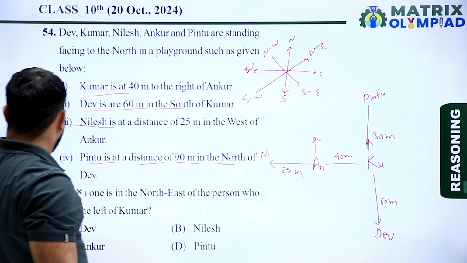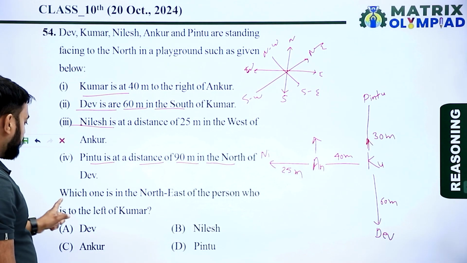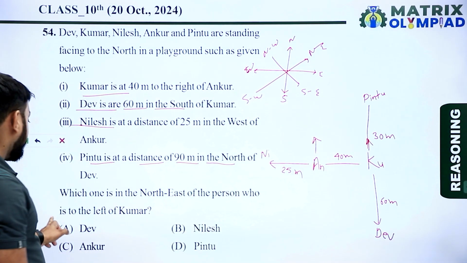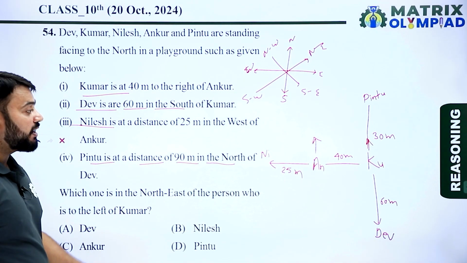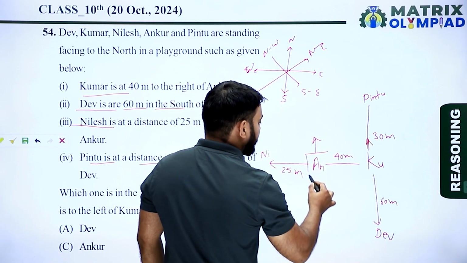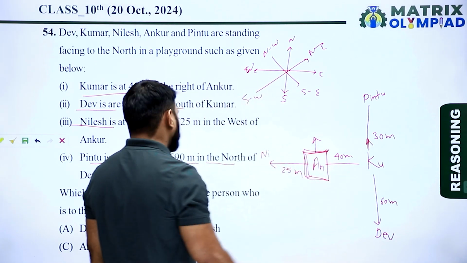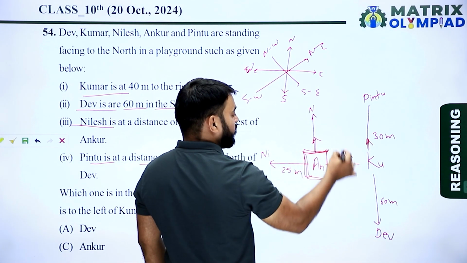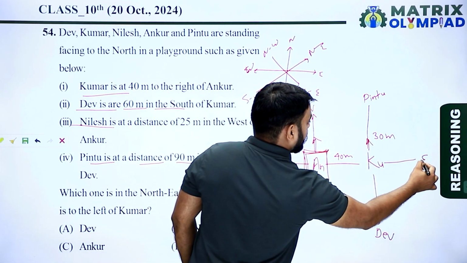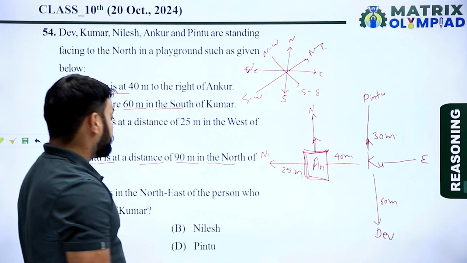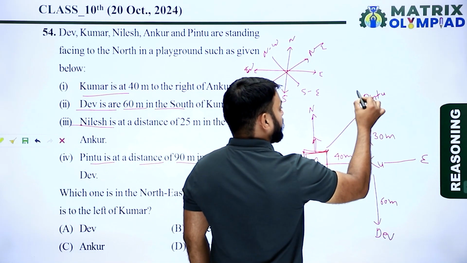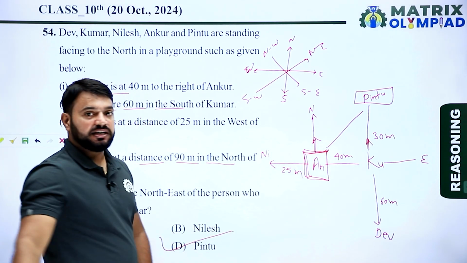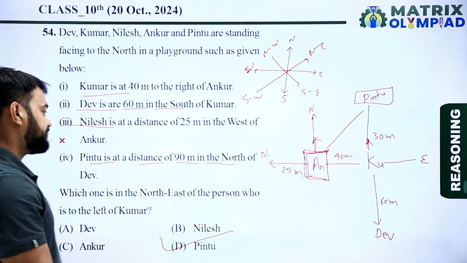Now question है, which one is in the north east of the person who is to the left of Kumar? कुमार के लेफ्ट में जो पर्सन है, कुमार के लेफ्ट में कौन है? अंकुर. और अंकुर के नॉर्थ ईस्ट, सो अंकुर का ये नॉर्थ हो जाएगा और ये ईस्ट हो जाएगा. और इस नॉर्थ ईस्ट में कौन पर्सन होगा? तो नॉर्थ ईस्ट में पिंटू होगा. So now here option D is the correct answer of this question.